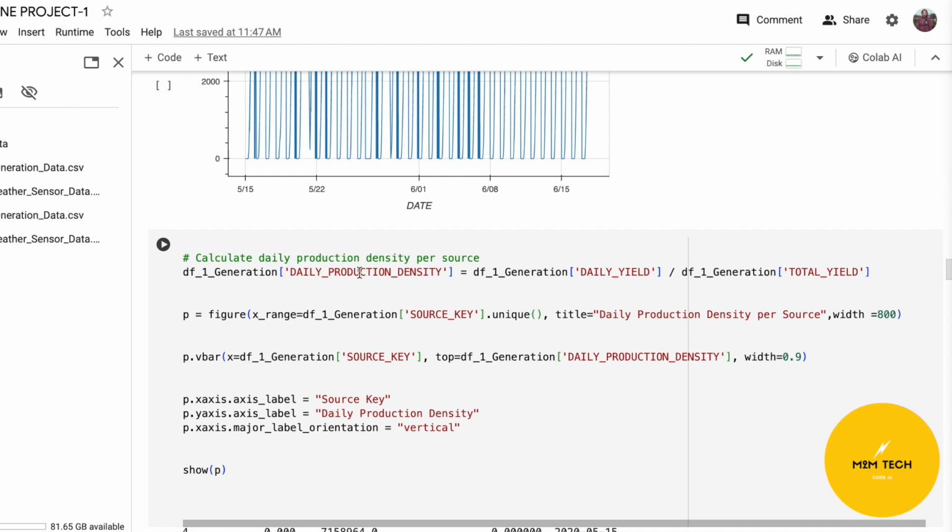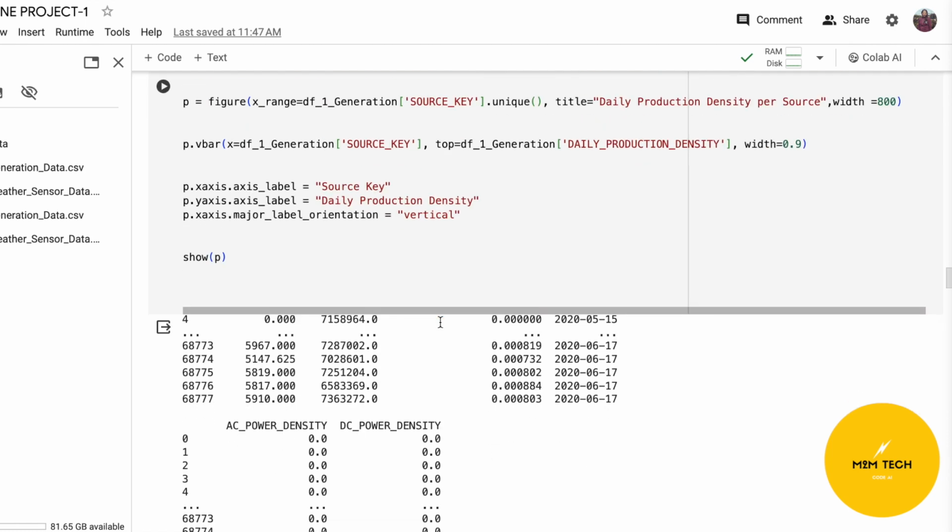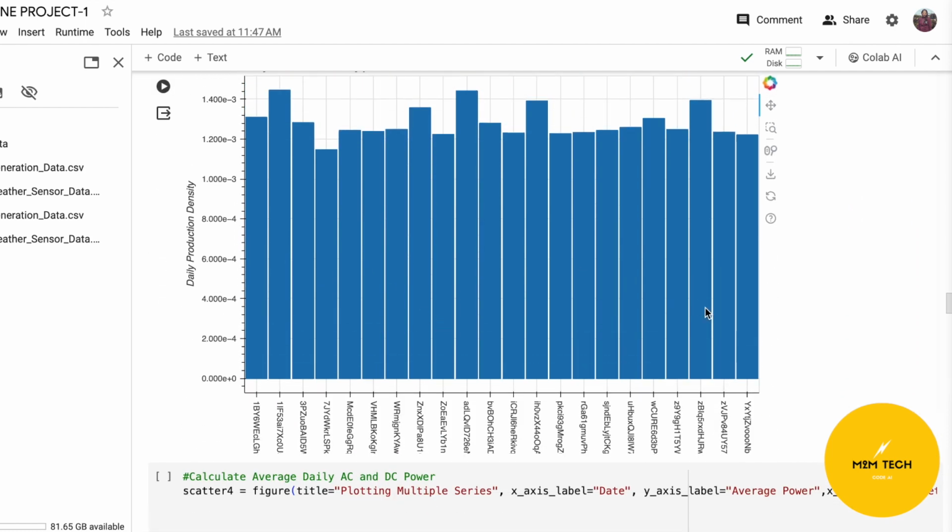Next, I have calculated the daily production density per source. My aim is to understand how power generation is distributed among different sources. There are around 22 different sources in my dataset, and they are named by a unique source key. My analysis revealed that there are varying levels of production density among different sources. Some sources exhibited higher production density as compared to the others.